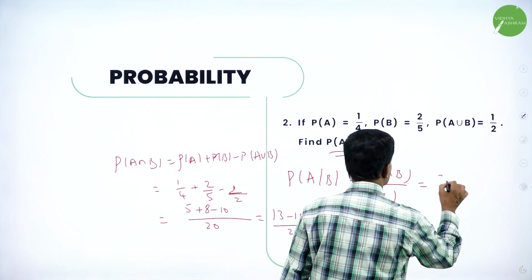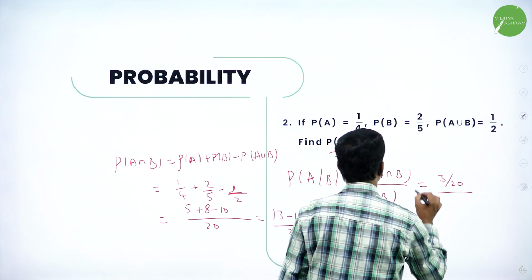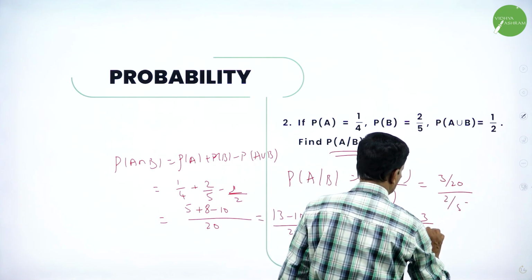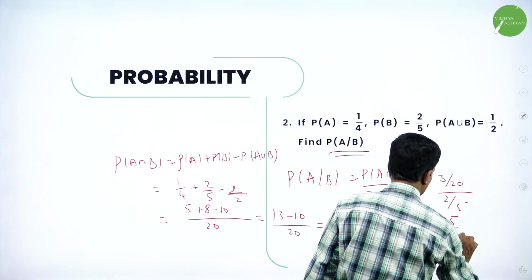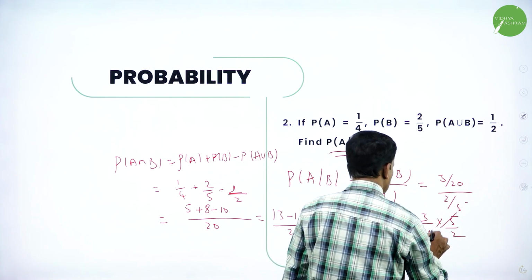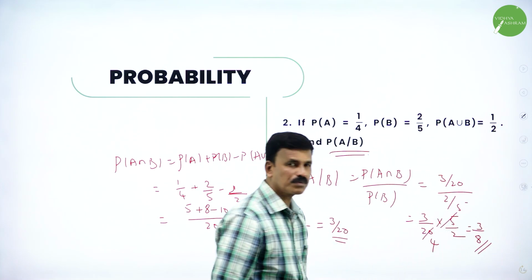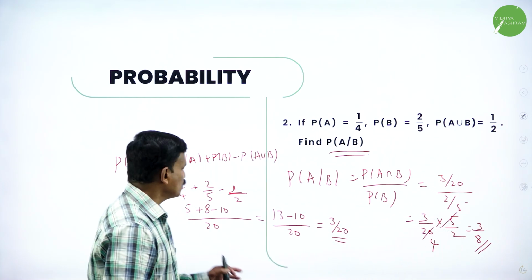Substitute here. So this is 3 divided by 20, divided by probability of B, which is 2 by 5. So this is 3 by 20 into 5 by 2. So 5 4s gets cancelled. 3 divided by 8 is the required probability. That's it. See, a very simple problem.